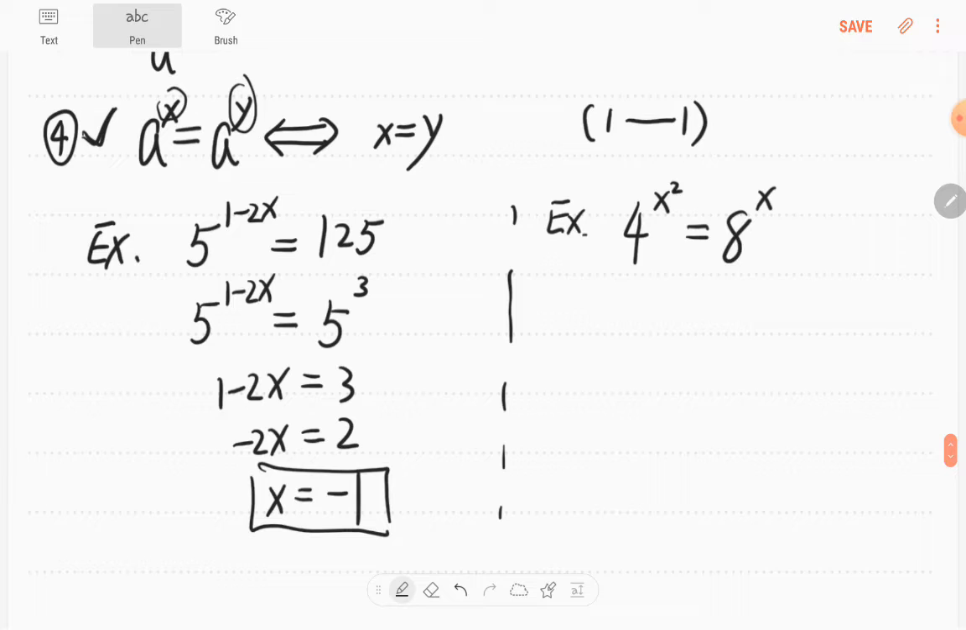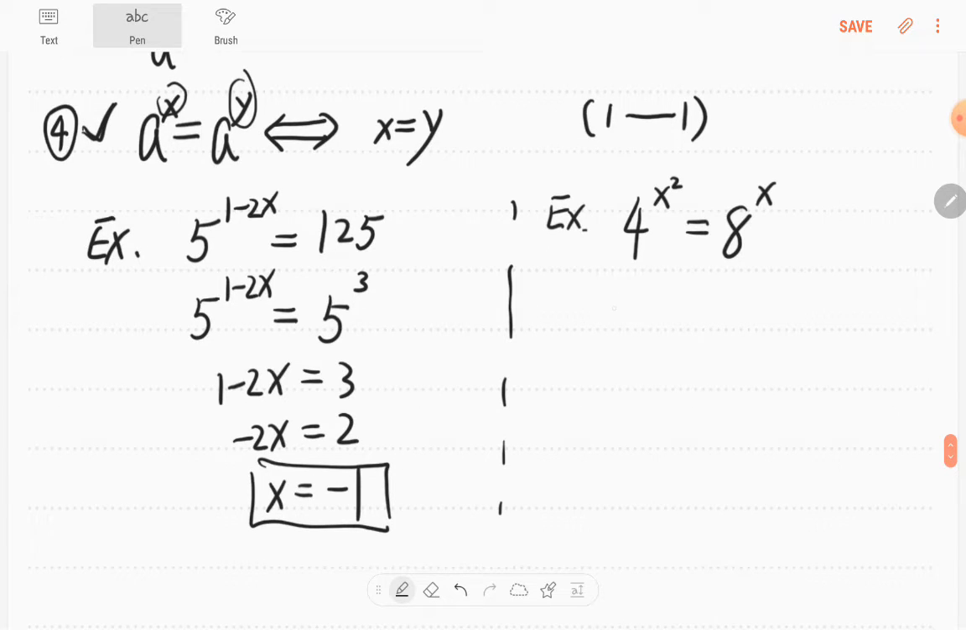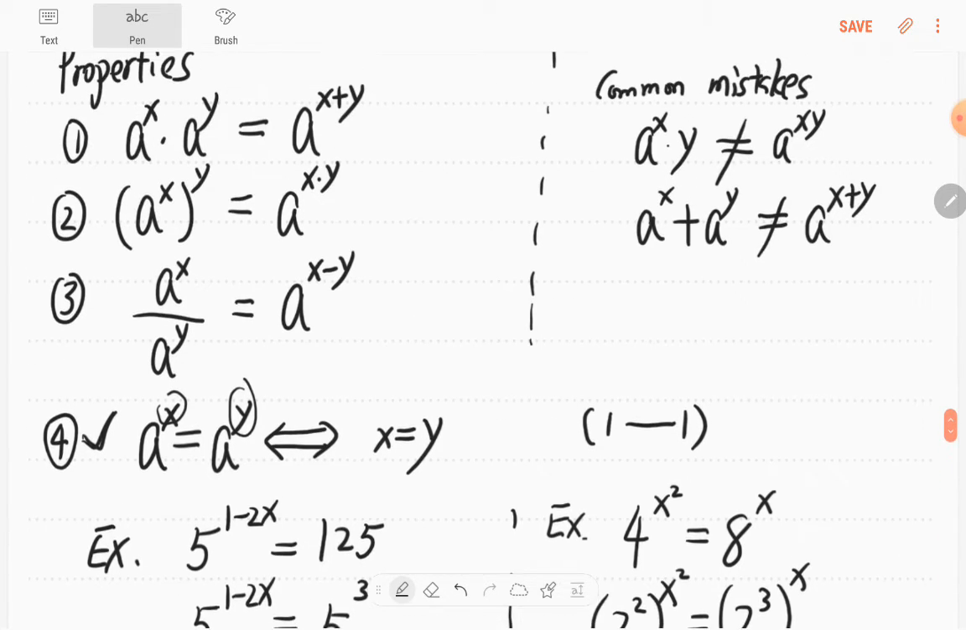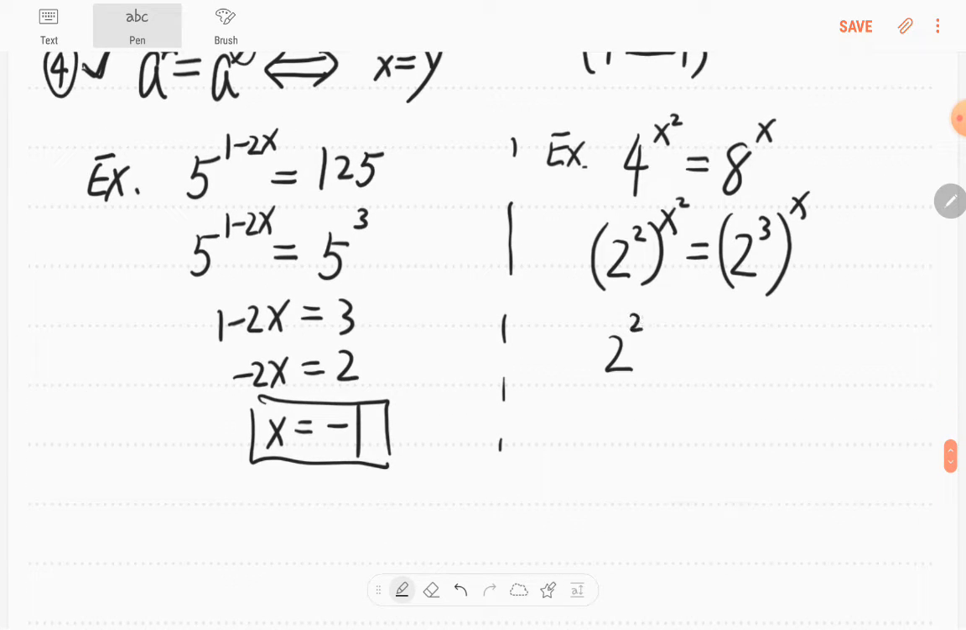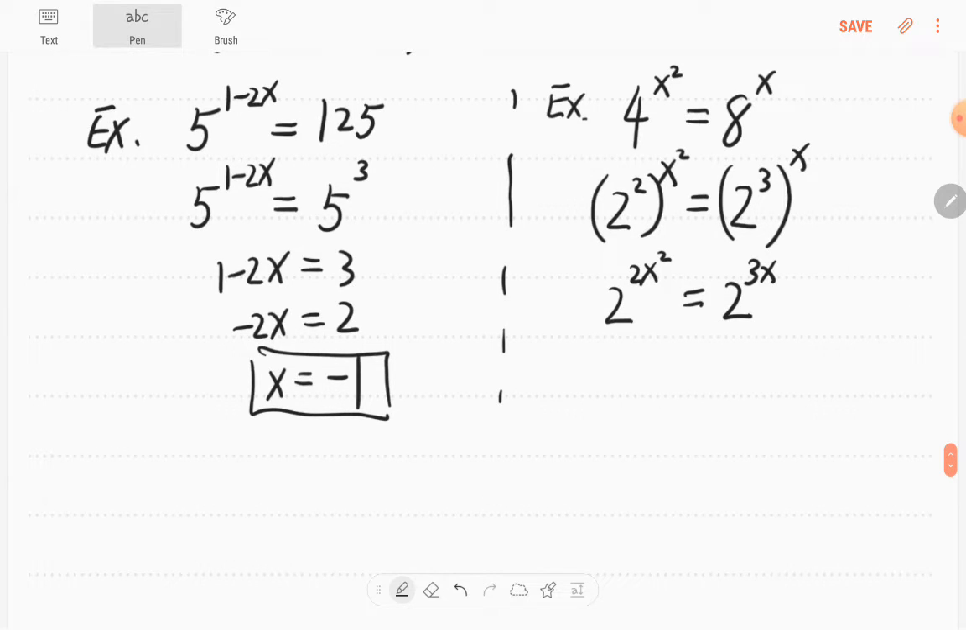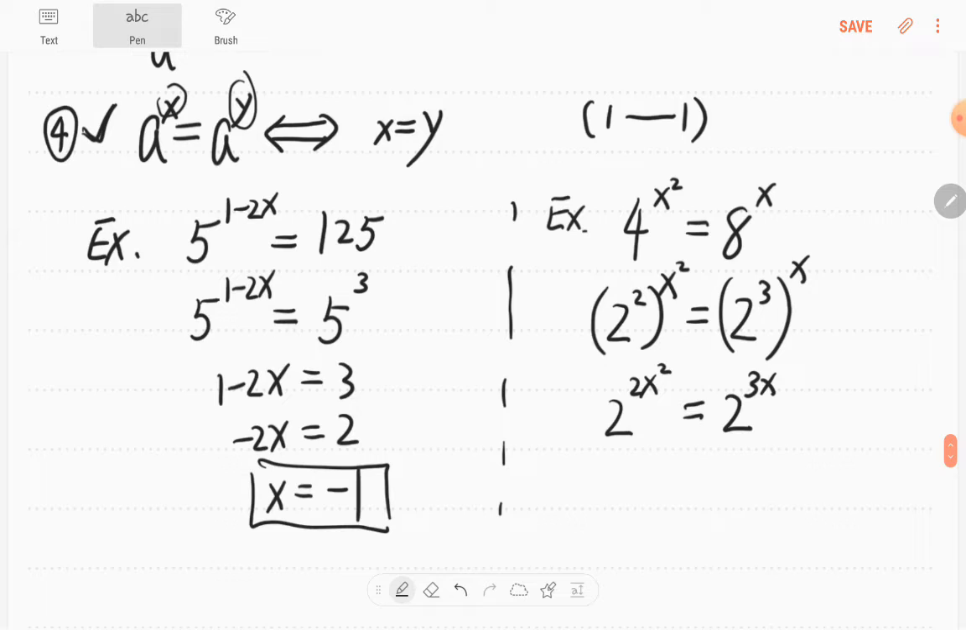However, you will see that 4 is equal to 2 squared, right? So it's 2 squared, then to the x squared, is equal to 8. 8 is 2 to the third, then to the x, right? So now we can use this property too, right? To simplify, it's equal to 2 to the 2x squared is equal to 2 to the 3x. Okay, so now we have the same base too. So we can use property 4, right? So the exponent must be the same.